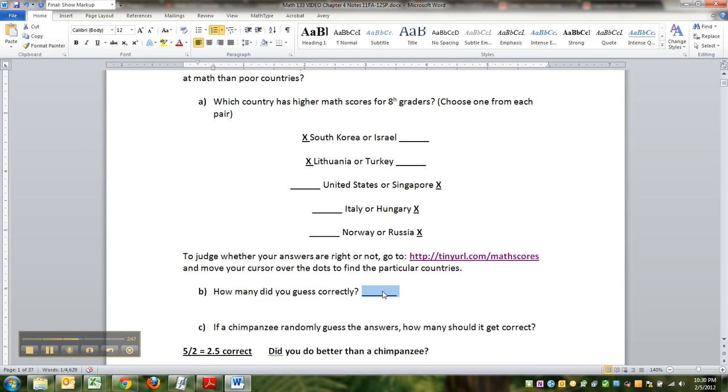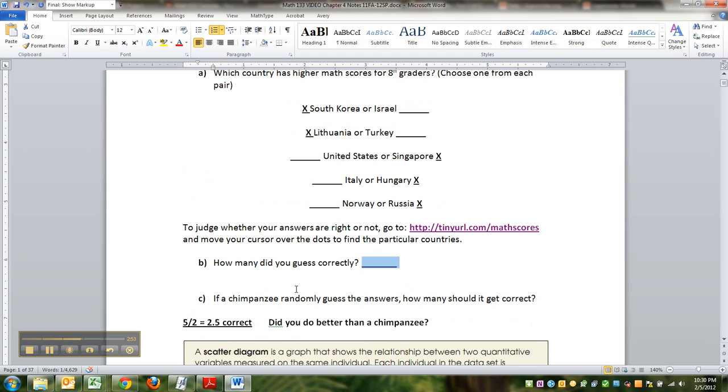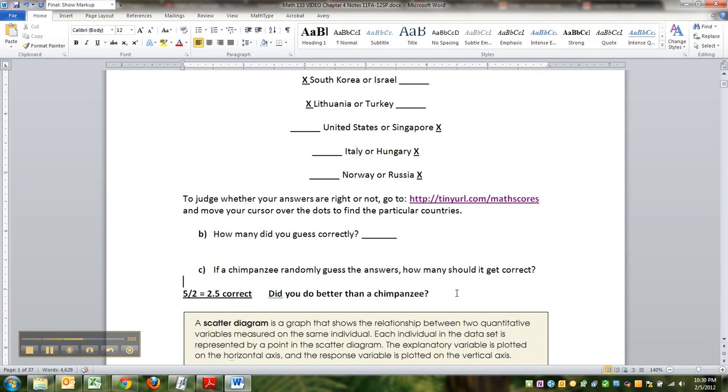Now, how many did you get right? That I can't answer for you. But how many you should have gotten right? Well, if a chimpanzee was going to do this, just give him a banana for each side or whatever, he would get half of them right. And a half of 5 is 2.5. So he would get 2.5 correct. Did you do better than chimpanzee? That I can't answer for you. But honestly, for a lot of people, the answer is no.